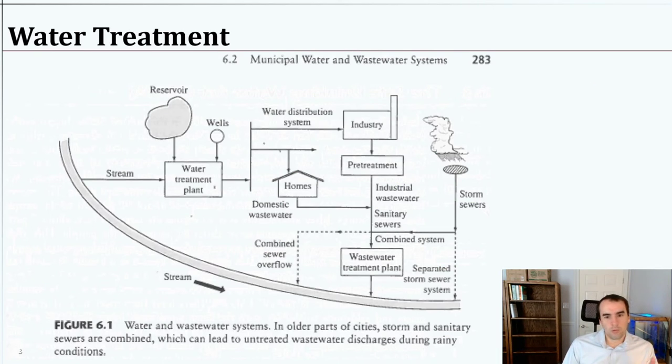Okay, so in terms of what our treatment systems look like, that was the natural water cycle we were just looking at. You can think of this figure from our book as the engineered water cycle. So we take from any source of natural water systems, maybe it's a stream, maybe it's a lake or reservoir, maybe we're taking from groundwater. Wherever we're taking it from, we first treat it in our water treatment plant.